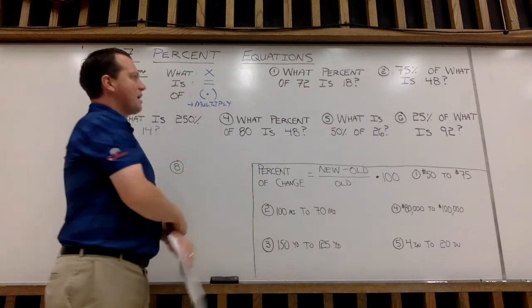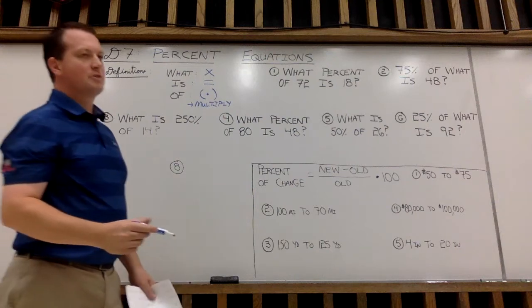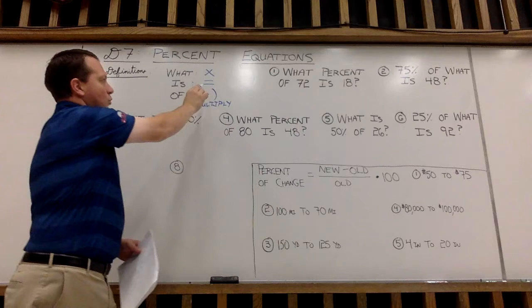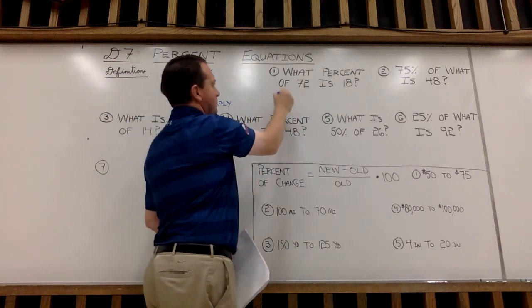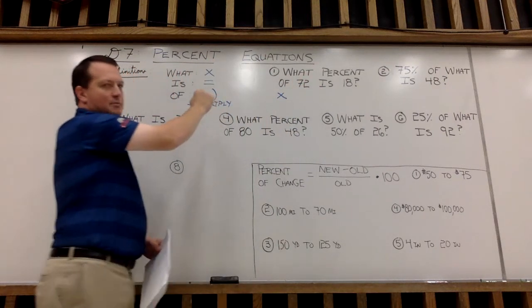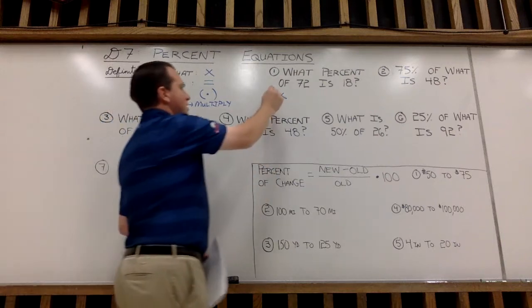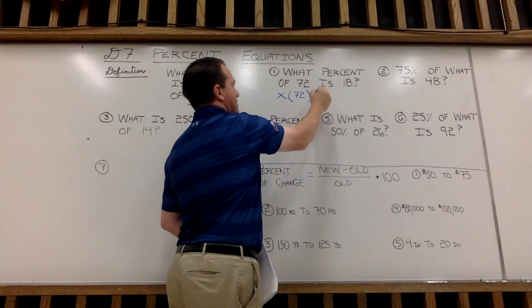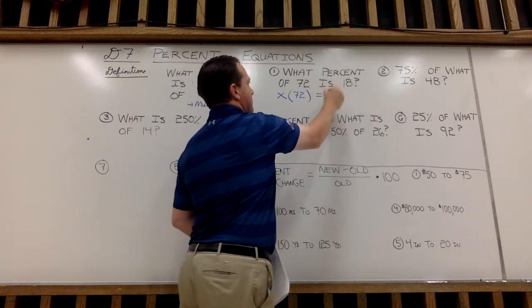So example 1, we have what percent of 72 is 18? So I'm going to look, the first word is what. Again, what means x. I'm going to put down x. Percent, not on my list, so I'm going to keep reading. Of, times 72. Is, equals 18.